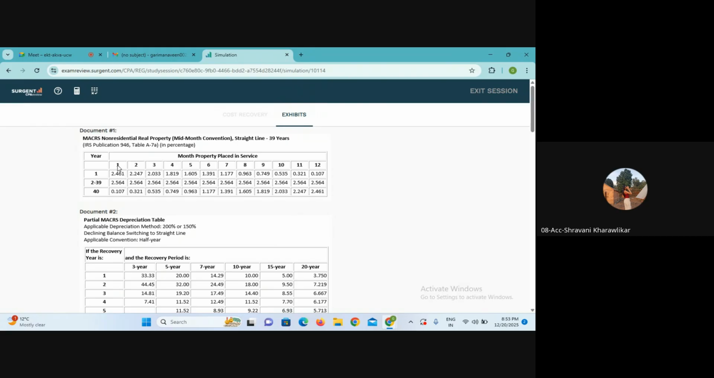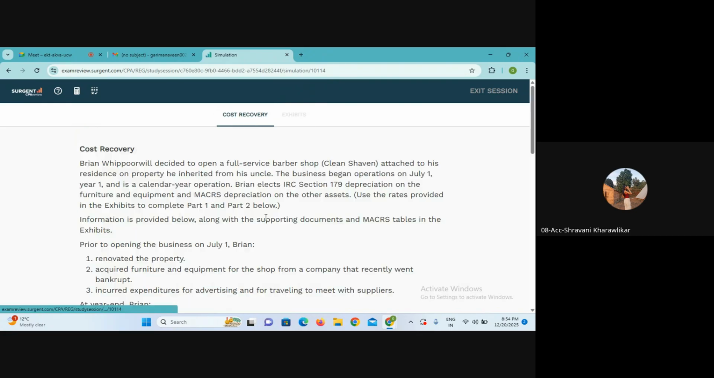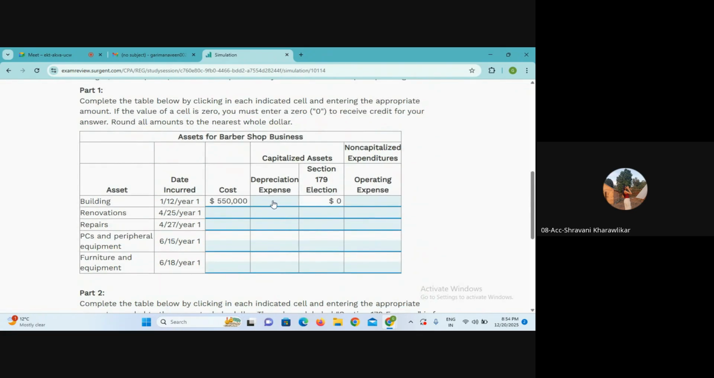So, ma'am, 550,000 times 2.461 will give me 1,353,550. Yes, ma'am, that's 2.461 percentage, so you have to divide it by 100 also. That's what I was confused about. So then it will be, ma'am, 13,535.5. Okay.